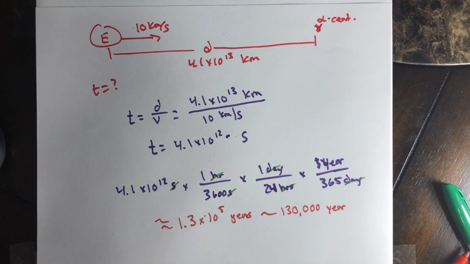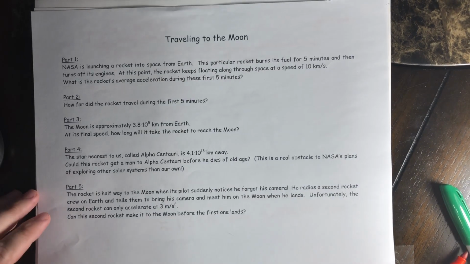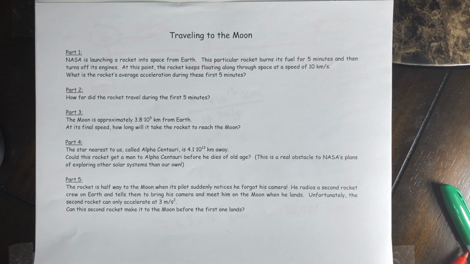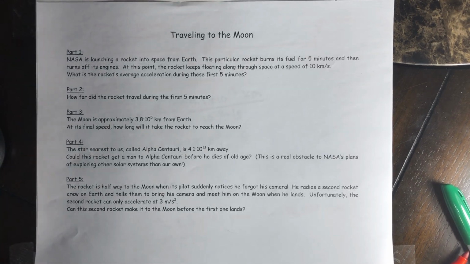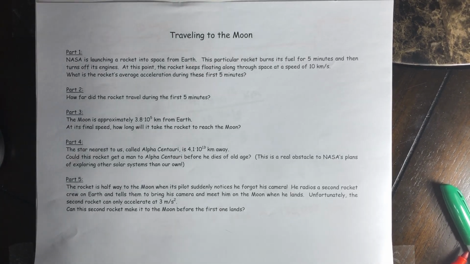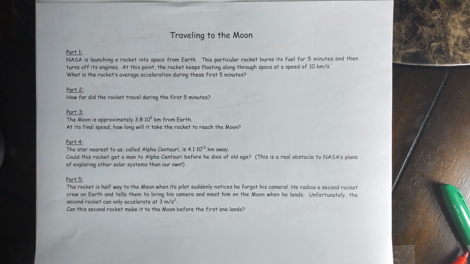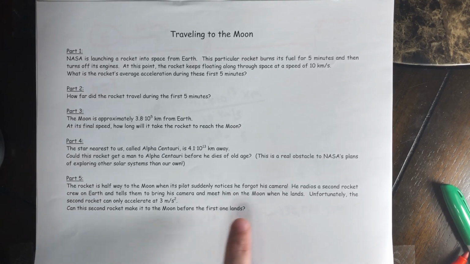All right, we've got one more part to go. Now we have the original rocket going back to the moon again. It gets partway there, and the pilot suddenly notices he forgot his camera. He radios a second rocket crew on Earth and tells them to bring his camera and meet him on the moon. Seems silly to me, because that's a lot of money just to bring a camera, but it is what it is. So he wants them to meet him there before he lands.